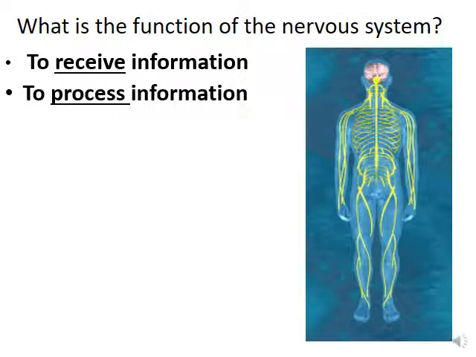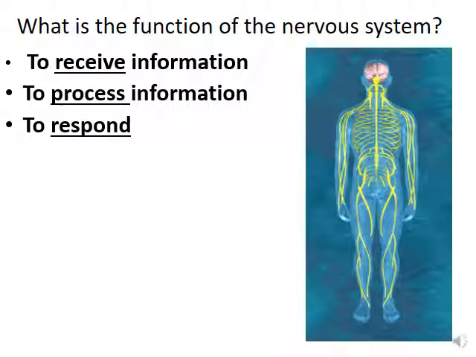Second, to process this information, meaning to analyze this information to take the proper decision. For example, I see a hot cup. This hot cup, I should not approach my hand. So this is processing the information. I process the information, the brain sends an order: you don't have to approach your hand toward this hot cup.